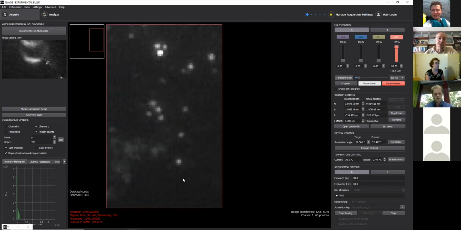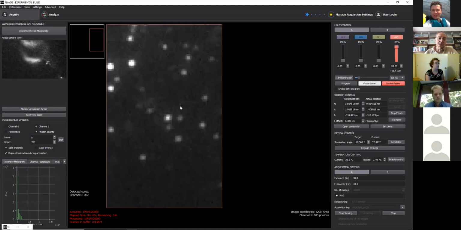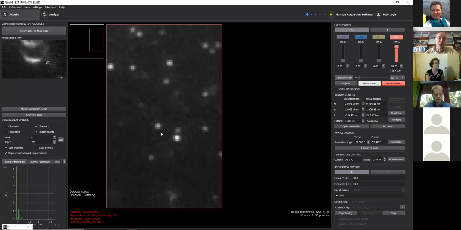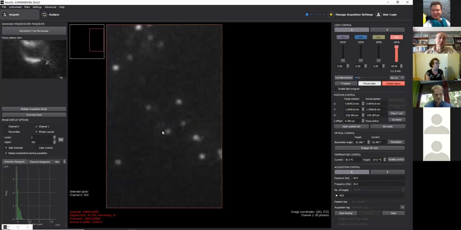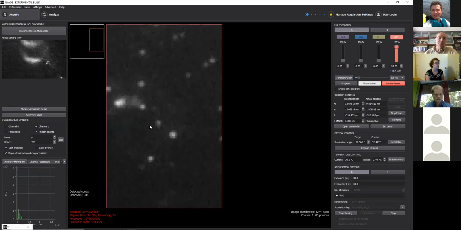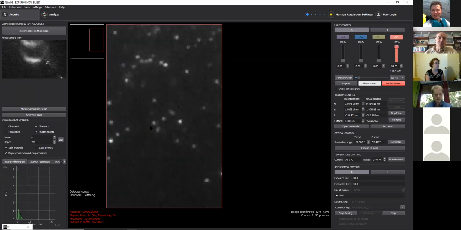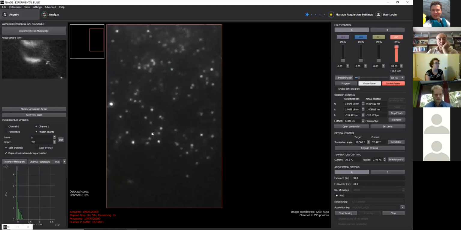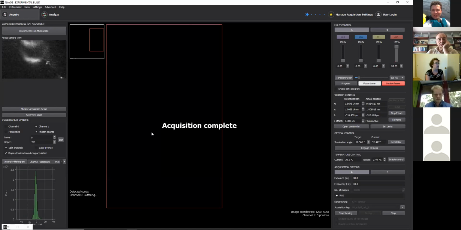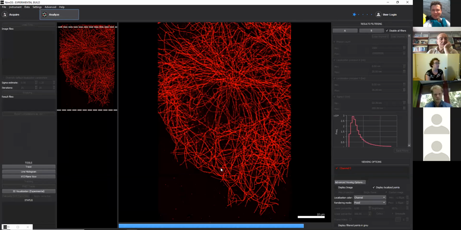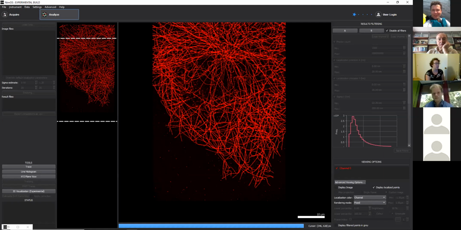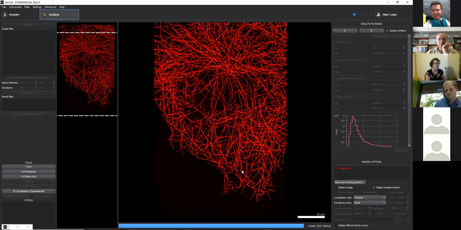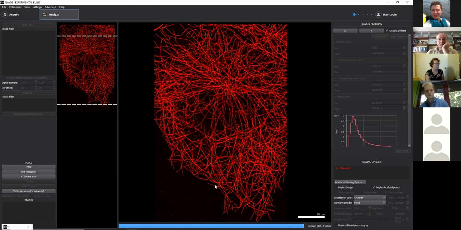And if I zoom in, what you can see is the individual fluorophores blinking. And what the software is doing is it's basically capturing each one of those fluorophores. It's applying that Gaussian fit, which Alex was speaking about, and then the acquisition is complete. It's actually plotting it in real time on the analysis tab so that we can build up a super resolution image, which we can now see here.